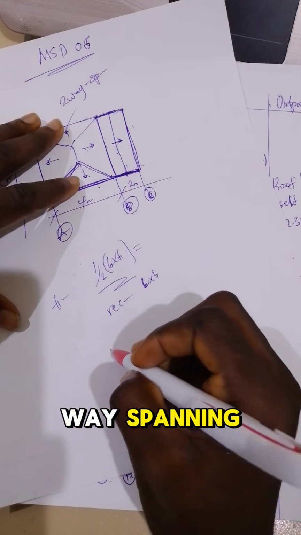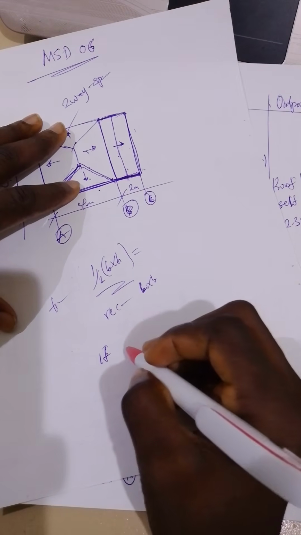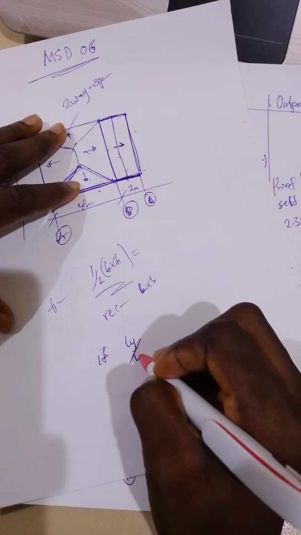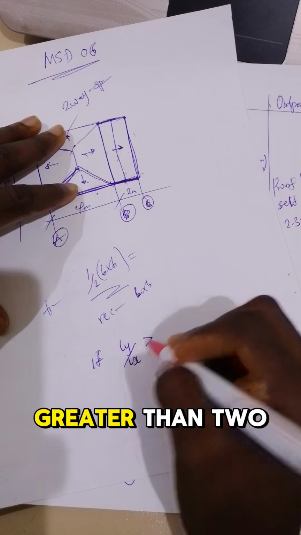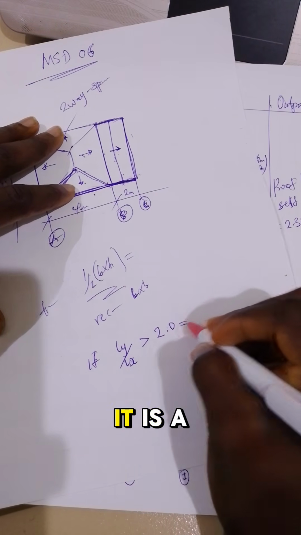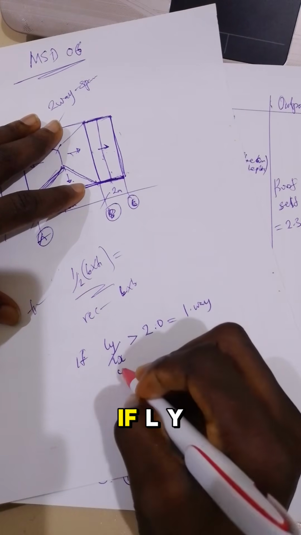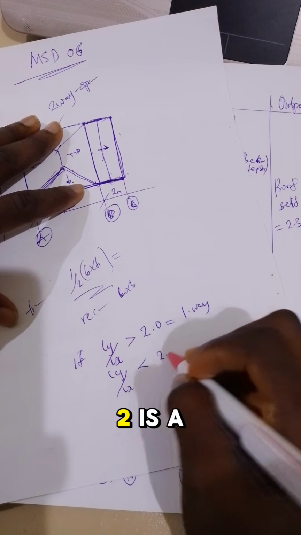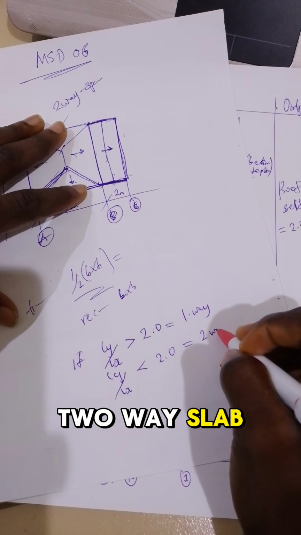A one-way spanning, if Ly over Lx is greater than 2, it is a one-way spanning slab. If Ly over Lx is less than 2, it is a two-way slab.